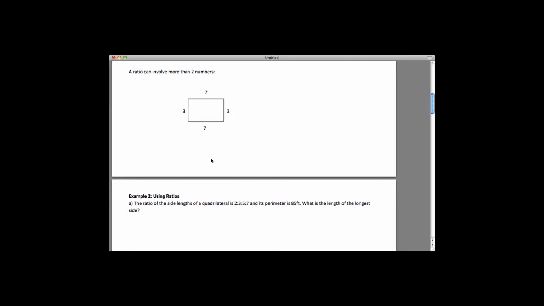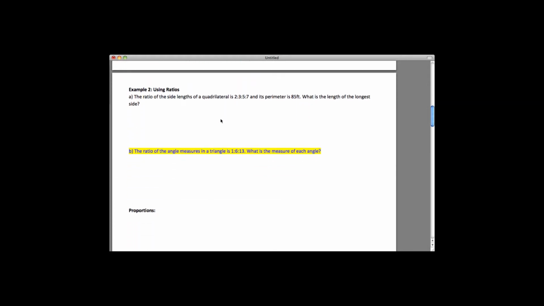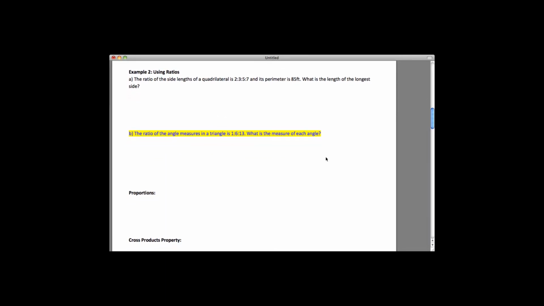A ratio could possibly involve more than 2 numbers. Okay? And so the ratio of the sides in this rectangle is equal to 3 to 7 to 3 to 7. That's the ratio of the sides in this rectangle. In example 2, when we use these ratios, we're going to be able to solve for the lengths of sides using this and perimeter. And so it's important to remember that we don't just have to have 2 numbers to have a ratio. The ratio of the side lengths of this quadrilateral, whatever it happens to be, is 2 to 3 to 5 to 7. Notably, it doesn't necessarily have to be side length 2, 3, 5, and 7, because if it's a ratio, then it's a division problem, a fraction, so we'd have to reduce it.